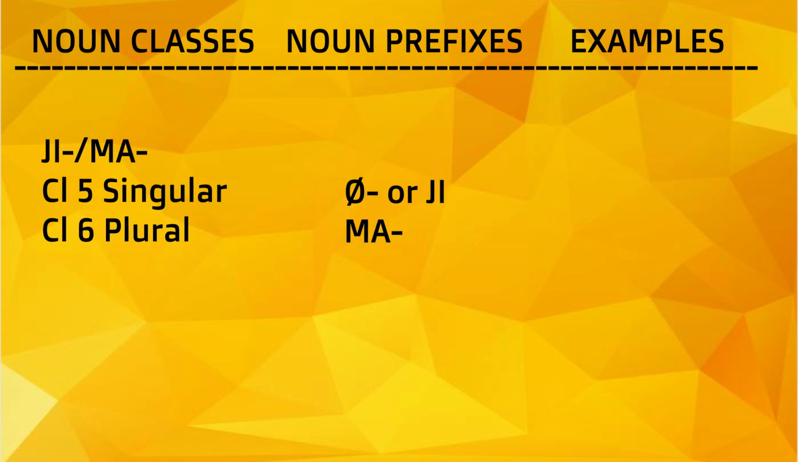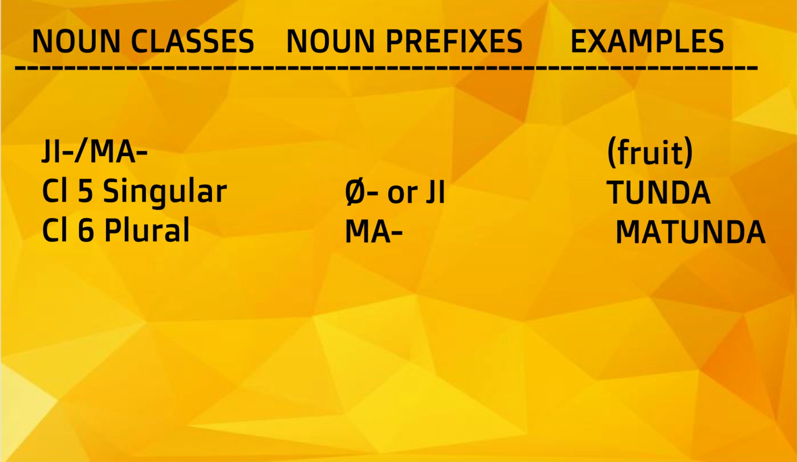And then for fifth and sixth class, we have ji for singular, which is fifth, and then ma for plural. Okay, in this class we have names of the fruits, everyday objects, persons, nouns of Arabic origin, etc. For example, fruits, tunda, and then the plural matunda.